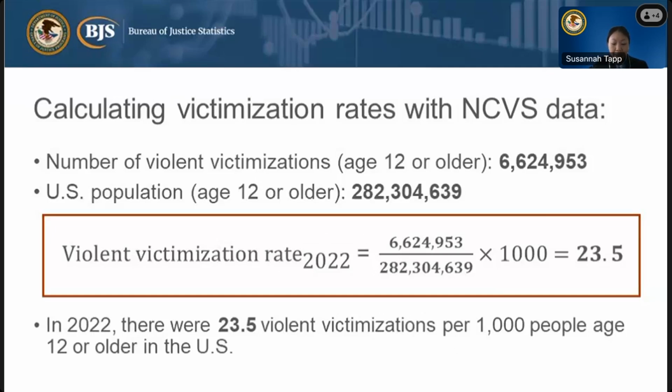So let's go through an example. There were about 6.6 million victimizations reported in 2022, and the estimated population of persons aged 12 or older was around 282 million. So you just divide the roughly 6.6 million by the 282 million and multiply by 1,000, and then you get the victimization rate for 2022 that will match what we publish. And in 2022, there were 23.5 violent victimizations per 1,000 persons aged 12 or older in the United States.